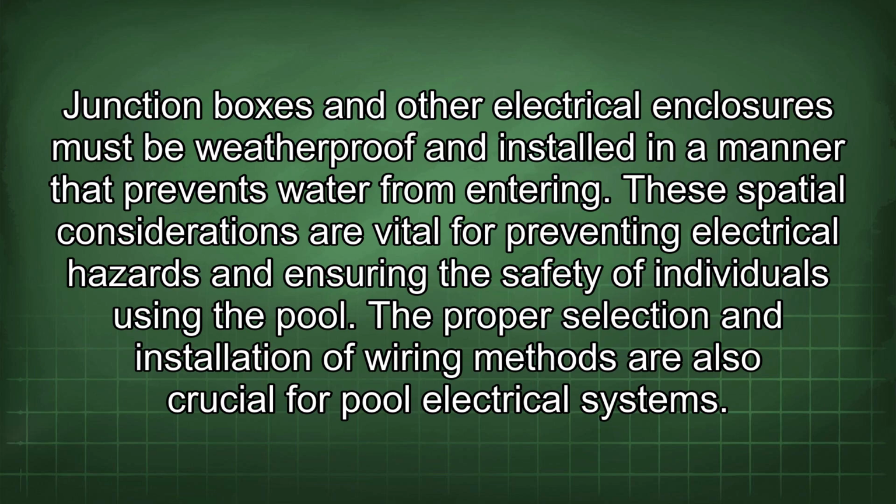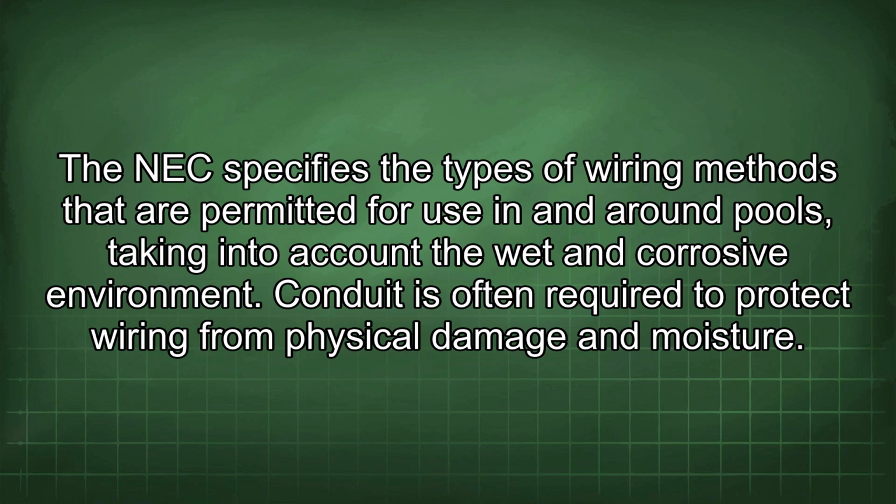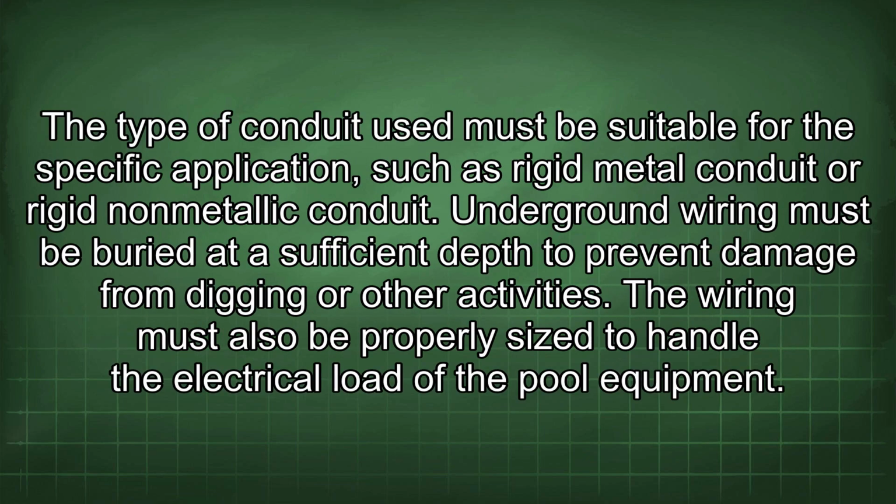The proper selection and installation of wiring methods are also crucial for pool electrical systems. The NEC specifies the types of wiring methods that are permitted for use in and around pools, taking into account the wet and corrosive environment. Conduit is often required to protect wiring from physical damage and moisture. The type of conduit used must be suitable for the specific application, such as rigid metal conduit or rigid non-metallic conduit. Underground wiring must be buried at a sufficient depth to prevent damage from digging or other activities.